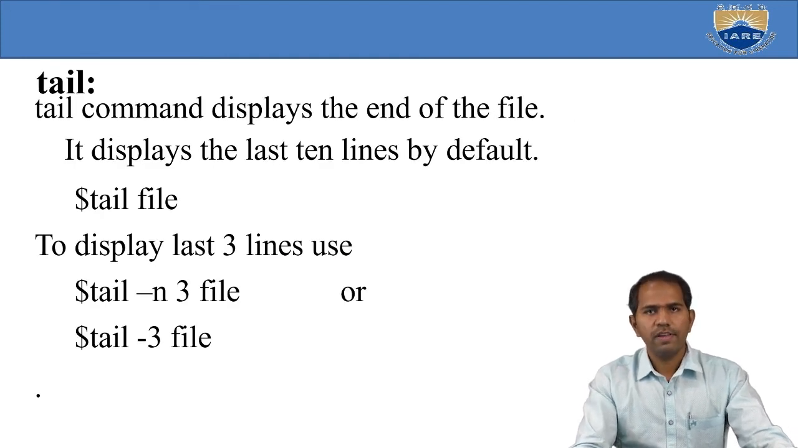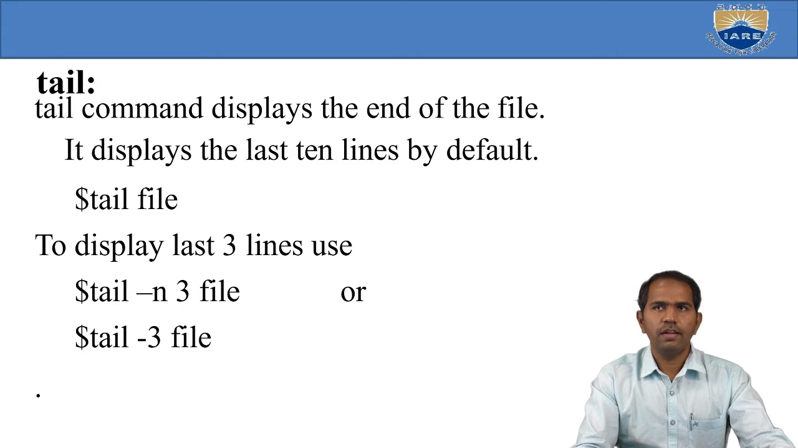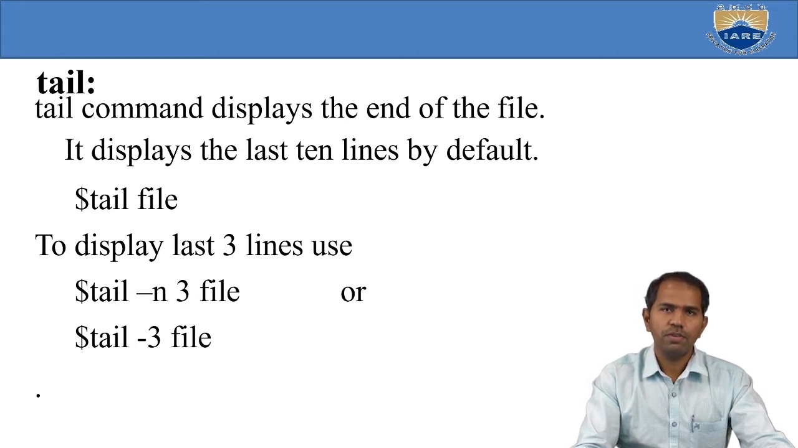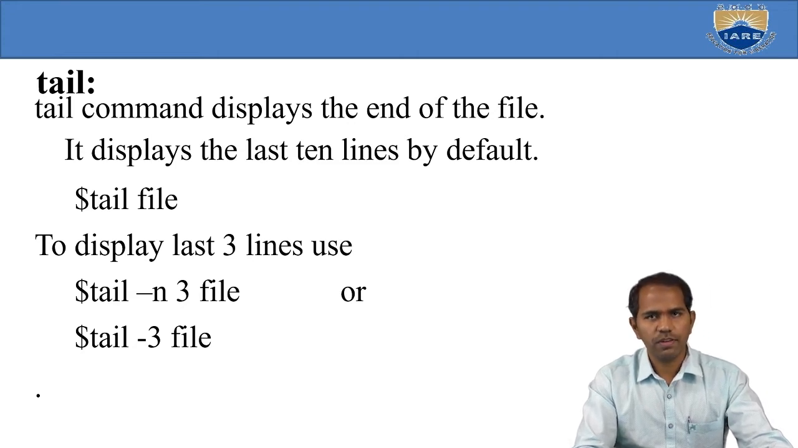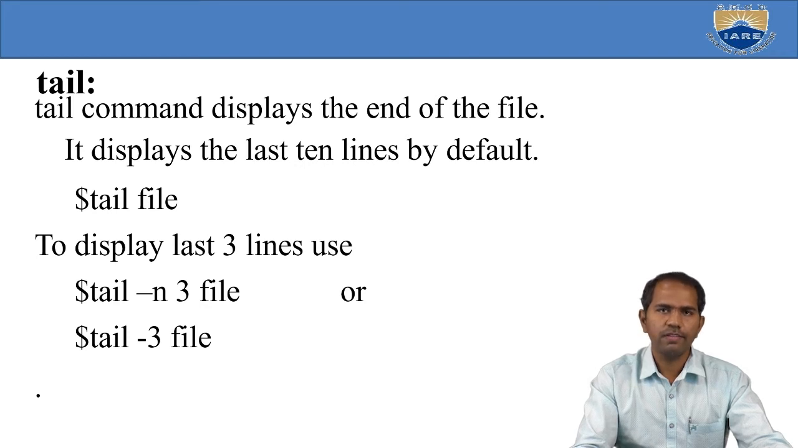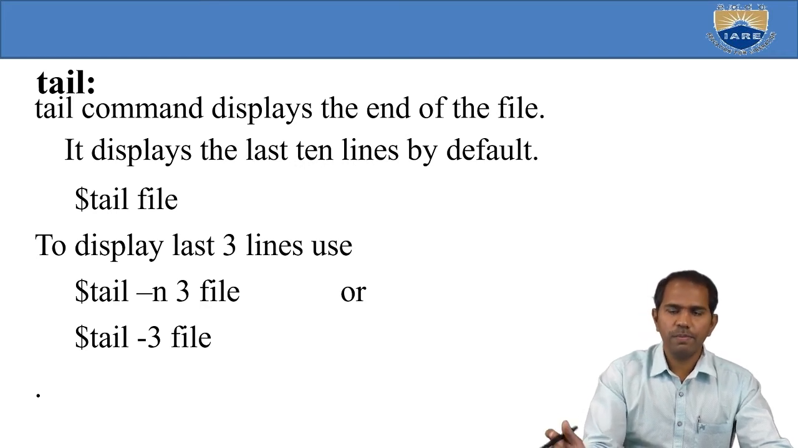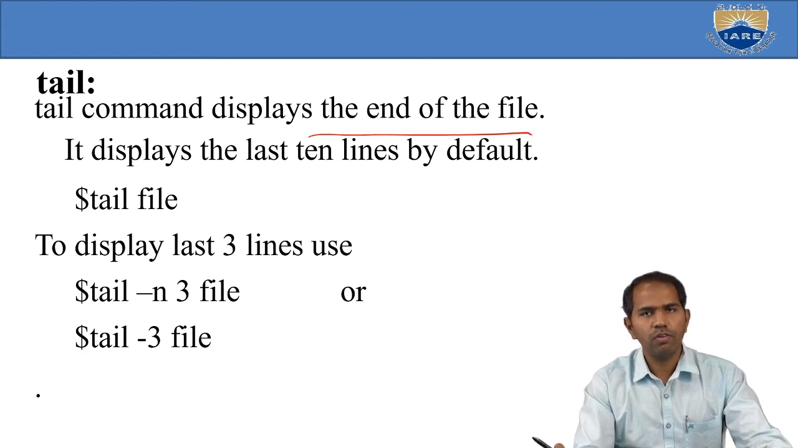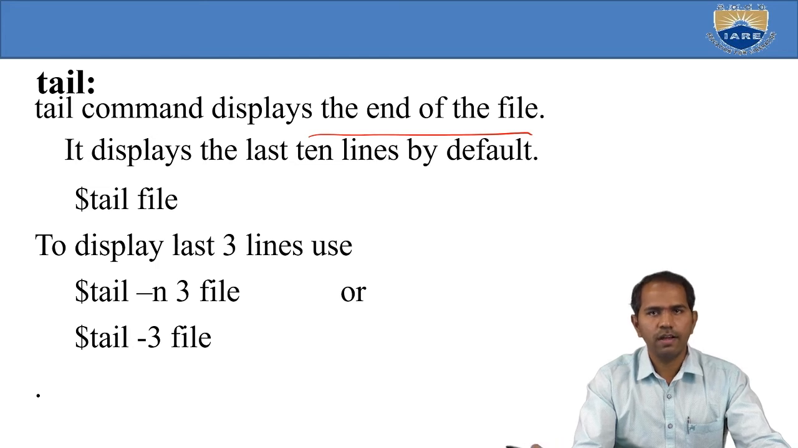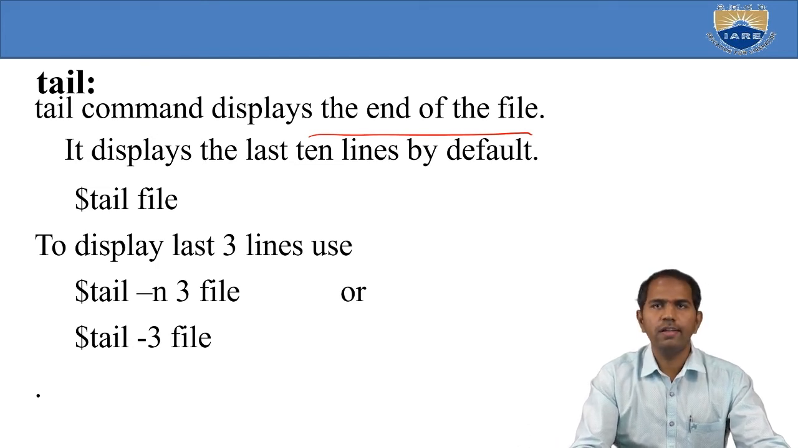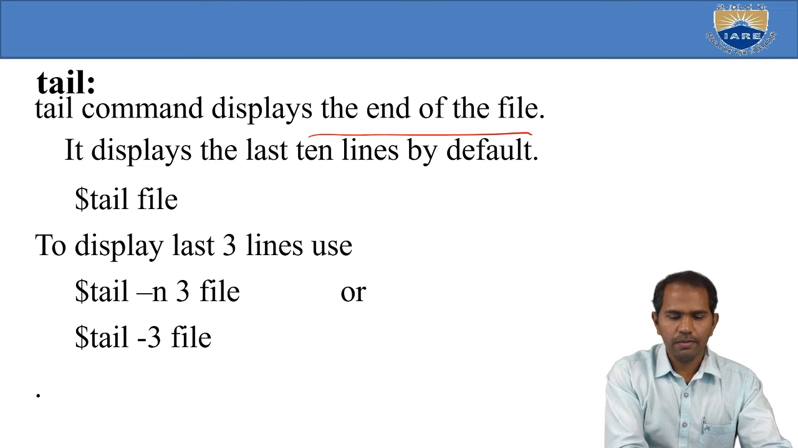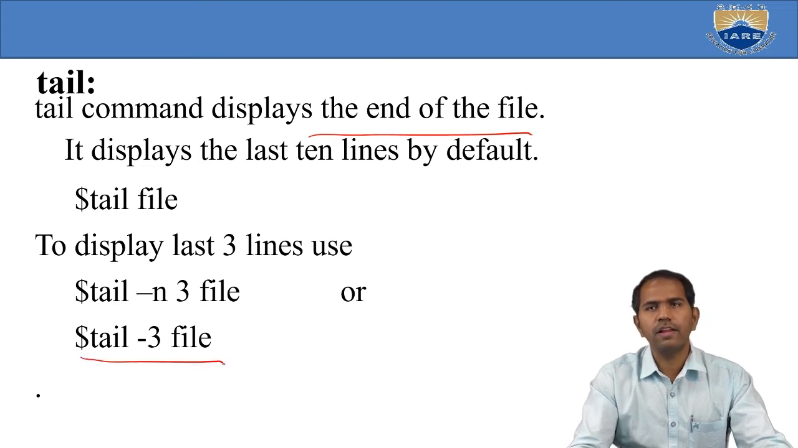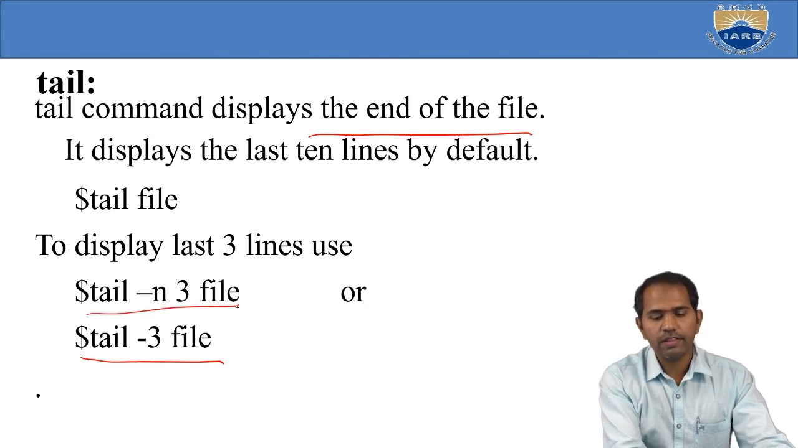Now the next command is tail. Tail is one of the Linux text processing utilities. It displays the end of the file. I want to see the last content, the end of the file. I want to see the last 3 lines of our file. Then simply write tail -3 and then the file name, or tail -n 3 and the file name.